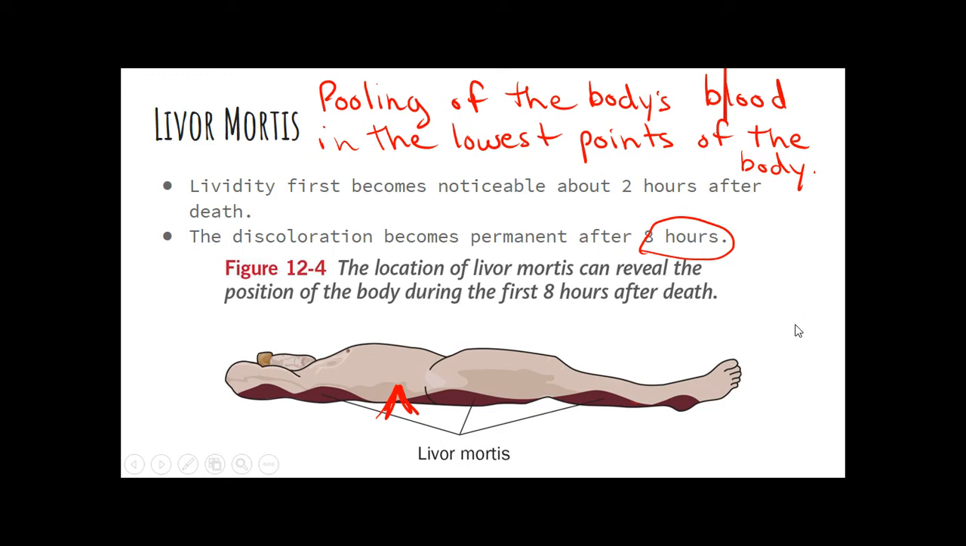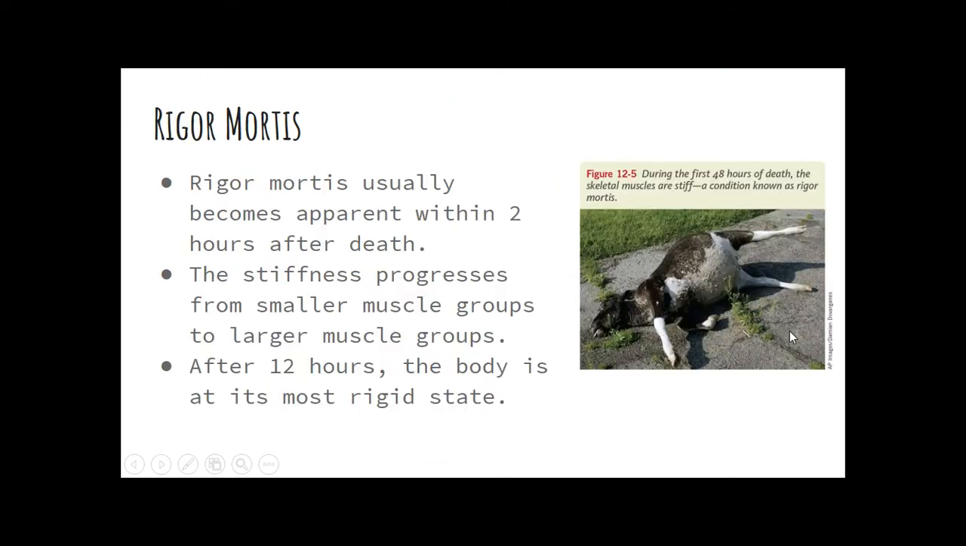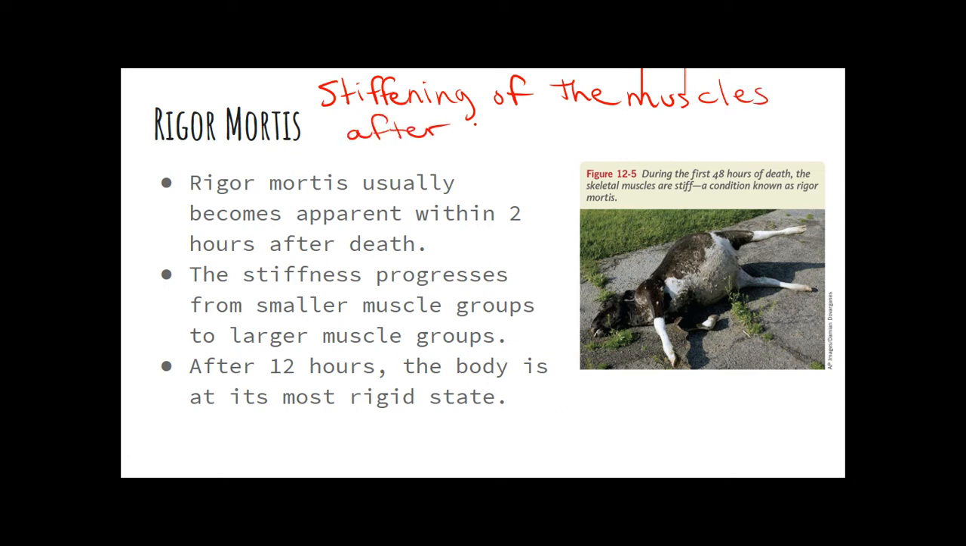And on the next slide, we're talking about rigor mortis. This is the one that most people recognize. When we talk about rigor mortis, everybody's like, oh, I know what that is. Rigor mortis is talking about that stiffening of the muscles after death. It usually becomes apparent within the first 2 hours after death.